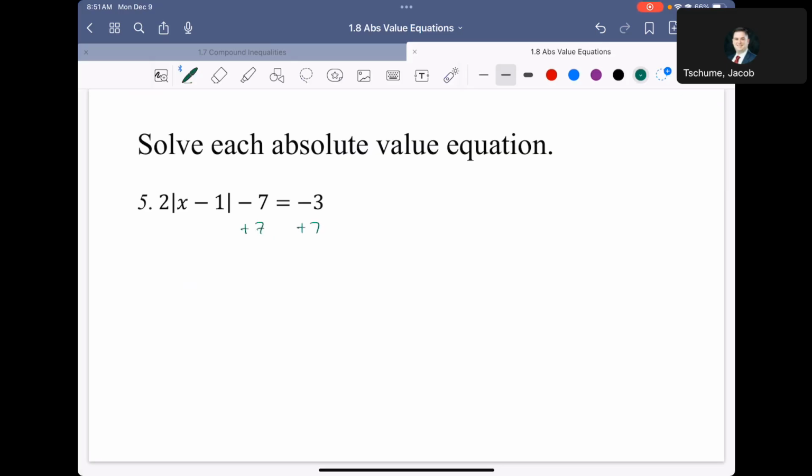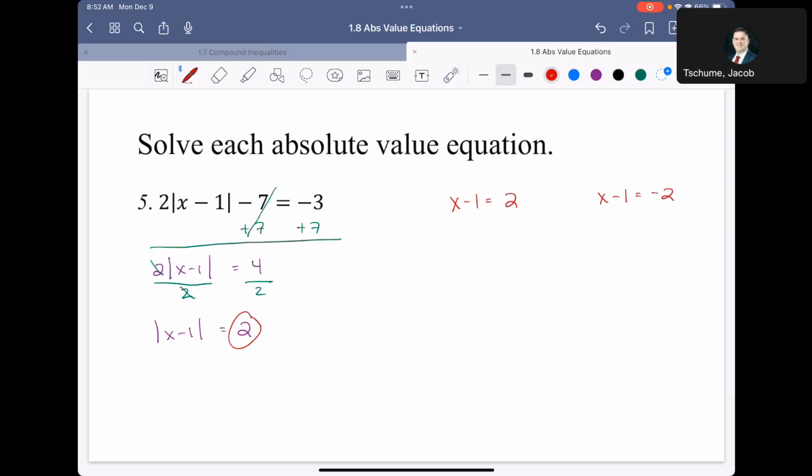So what I would do is try to get the absolute value by itself. I would add 7 to both sides first. That would give me 2 times the absolute value of x minus 1 is going to equal 4. And then I'm going to divide both sides by 2, which will give me the absolute value of x minus 1 is equal to positive 2. And now you see, there's no issues with this because you ended up getting a positive number on the right-hand side. So back to the first two problems we did today, you will take what's inside the absolute value, and we're going to write it twice. The first one will equal the exact number that you got, which is this 2, and the other one will equal the negative of that, which is negative 2.